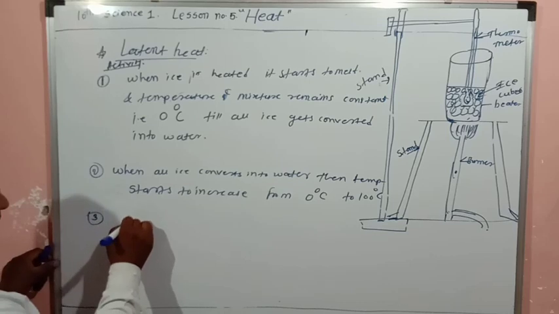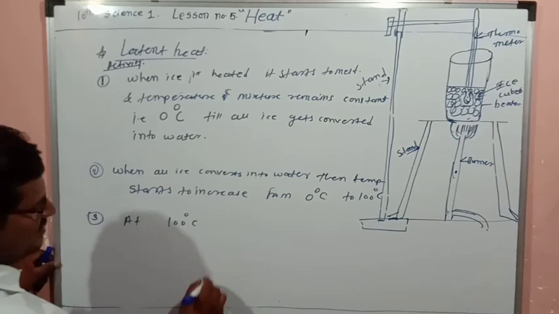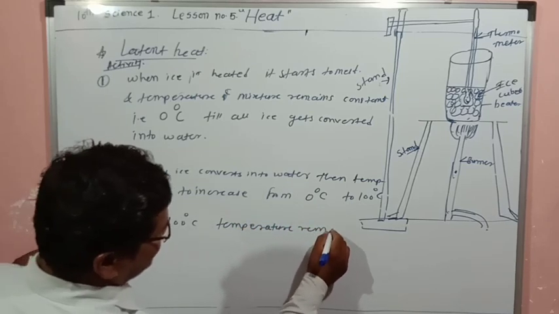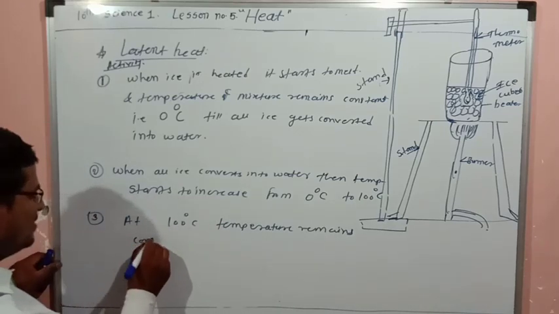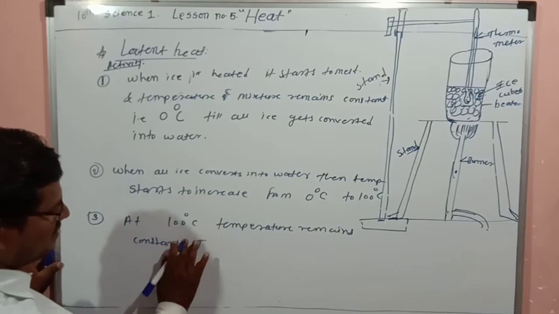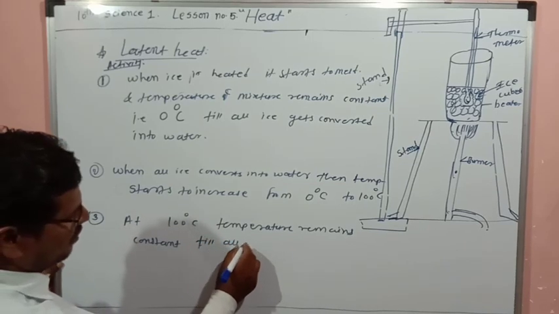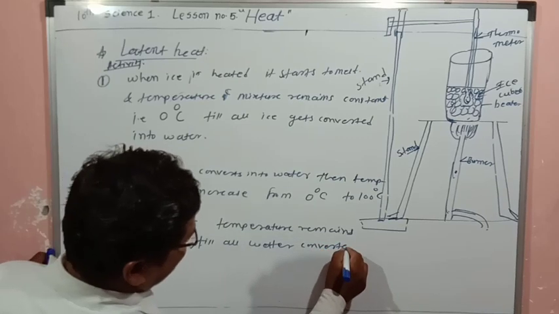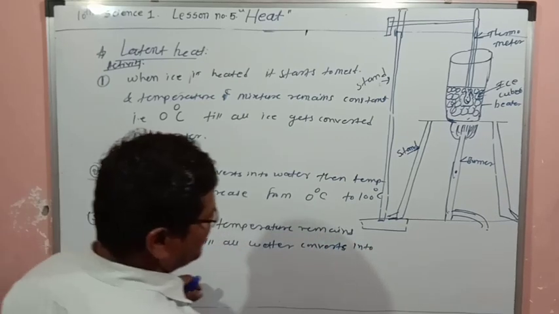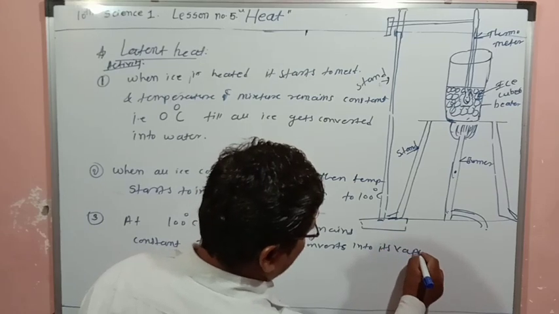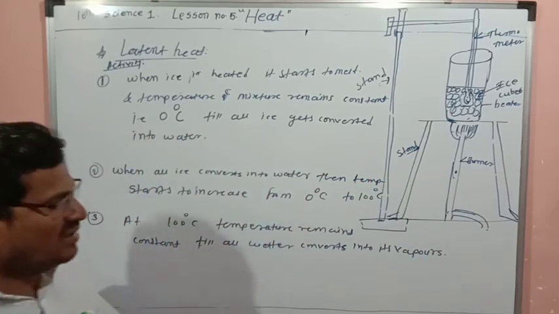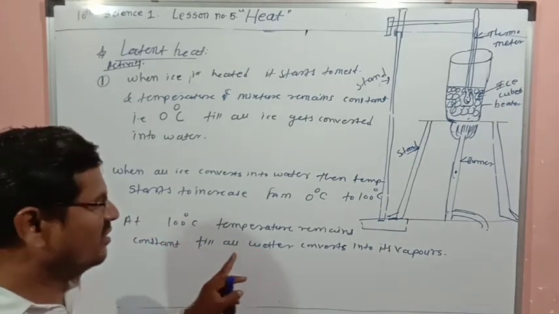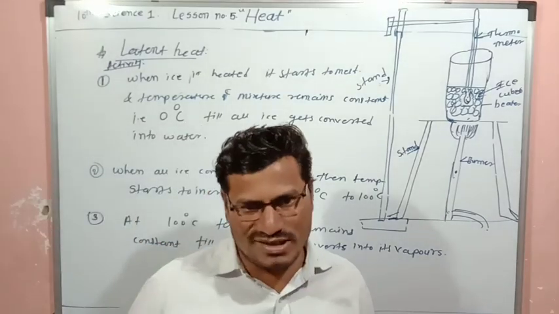The third point is that at 100 degrees Celsius, the temperature remains constant till all the water converts into its vapors. These 3 points are important. At 100 degrees Celsius, the temperature remains constant till all the water converts into its vapors.